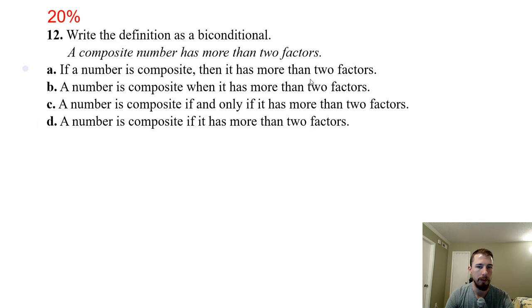Write the definition as a biconditional. So with biconditional, the main thing is that we are going both directions, and we show that by IFF, which is if and only if. So a composite number has more than two factors. So when we write the biconditional, we don't switch the order. We just keep it in the same order as the conditional statement. We just add the IFF, the if and only if, in the middle. So a composite number, it is a composite number if and only if it has more than two factors. So the IFF is in the middle, which would be C. So a number is composite if and only if it has more than two factors.